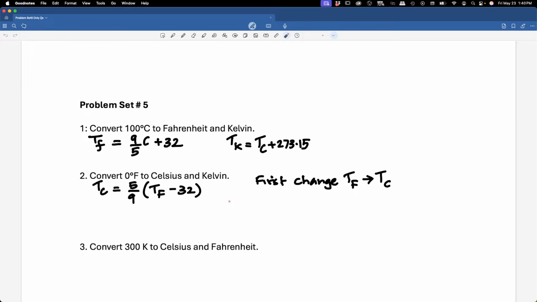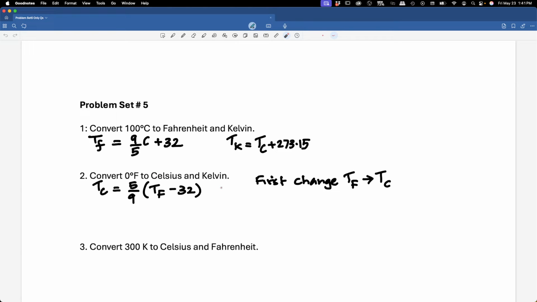Number 2, now you have to convert from Fahrenheit to Celsius. So look at the difference. It's 5/9 instead of 9/5. But another big difference is that you have to first subtract 32 from what is given. So 0 minus 32. Yes, and you're going to get a negative 32 there. Then multiply it by 5, divide by 9.